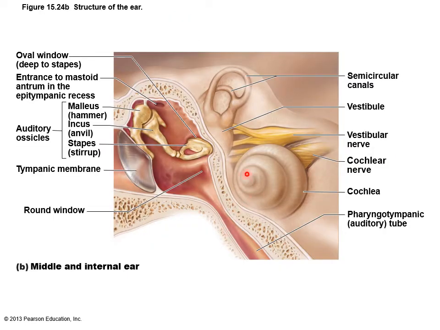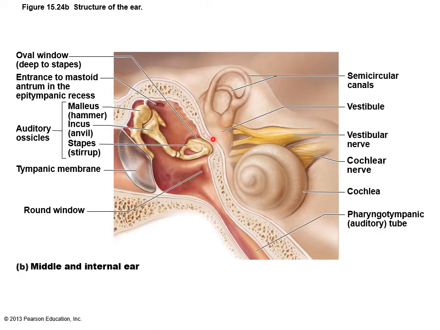So here you see the inner ear structures. There's the cochlea, that's for hearing. So hearing receptors are in this part. There's the cochlear nerve. There's the vestibular nerve. And remember, cranial nerve number 8 is called the vestibulocochlear nerve because it has branches that are attached to equilibrium receptors, which are here in the semicircular canals and the vestibule.